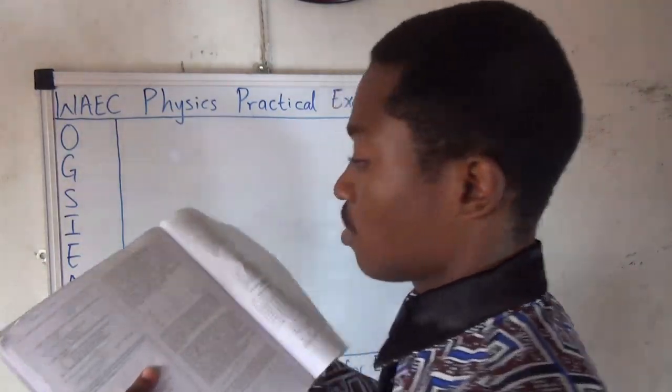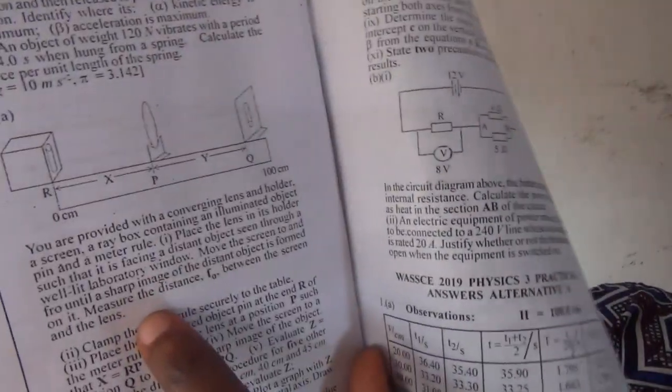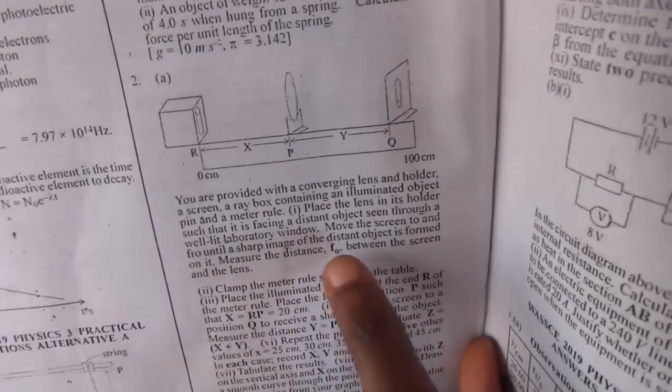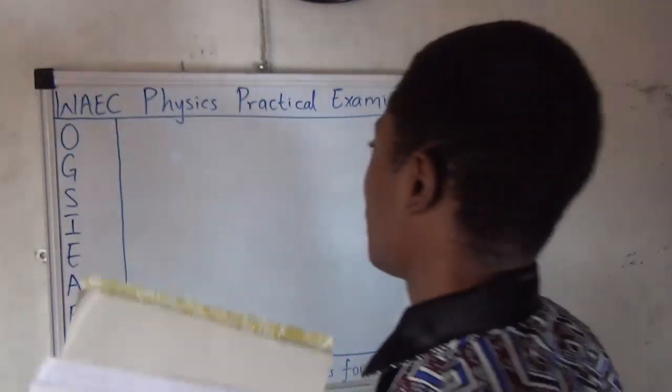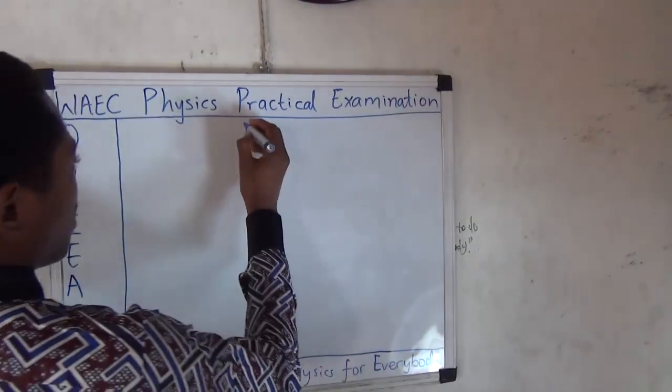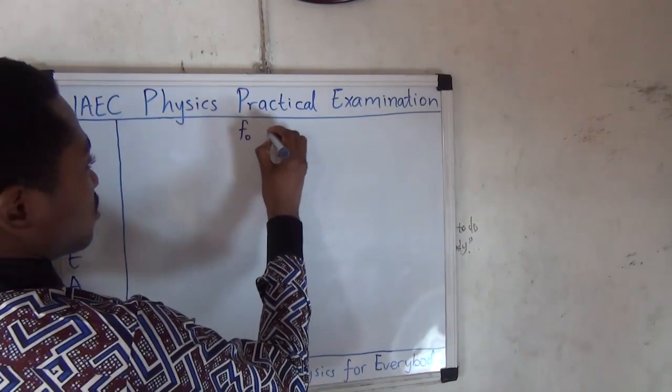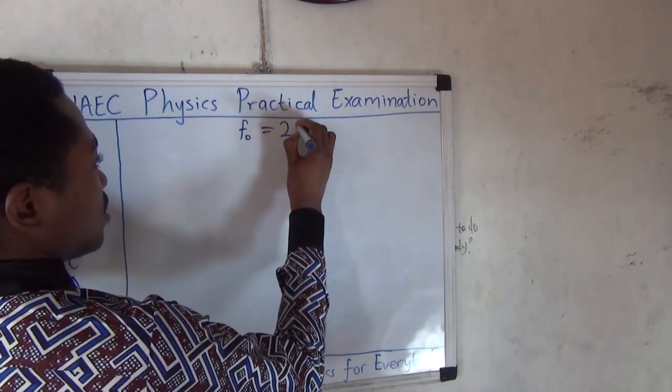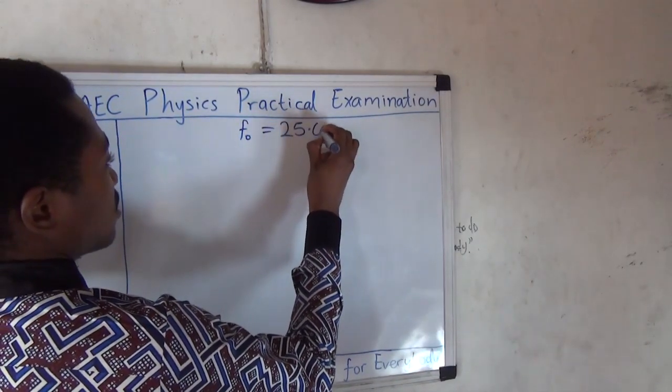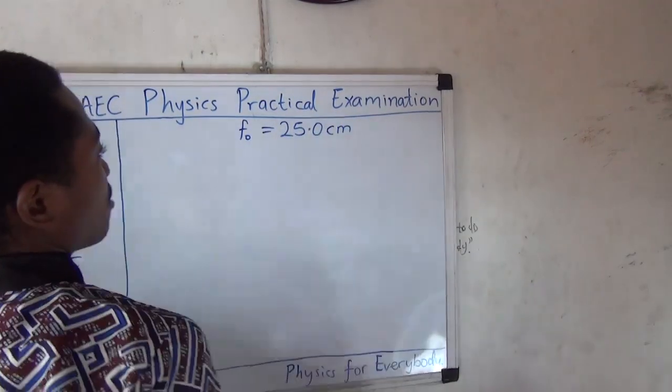25 centimeters. If you want to write it, they said you should measure the distance F subscript zero, F naught. So you write it as F naught is equal to 25.0 centimeters.